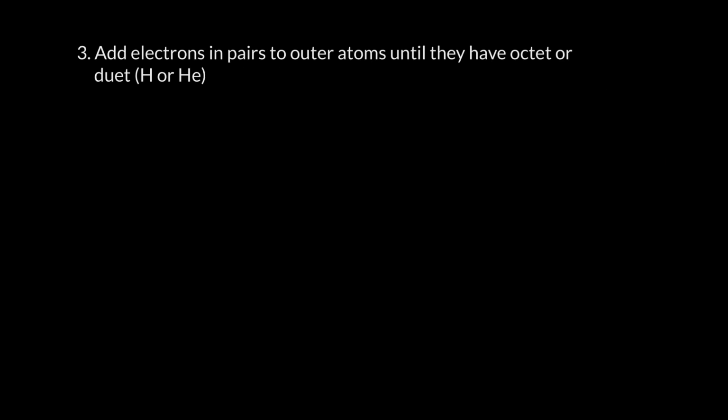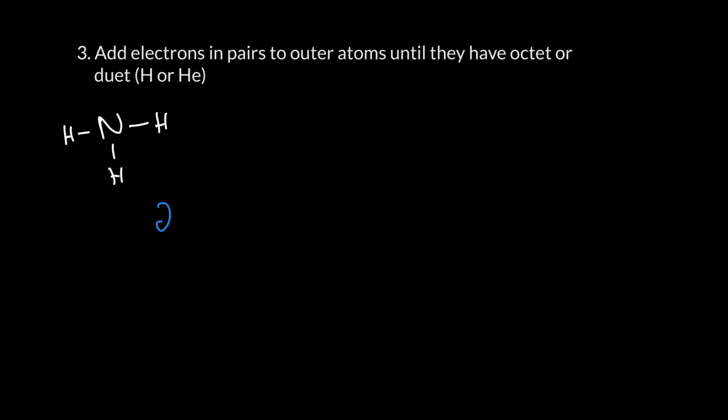So, okay, what's next? Our third rule is we're going to add electrons in pairs, so they always go in pairs, to outer atoms until they've got an octet, or in the case of essentially just hydrogen, a duet. So we can go to our first one we had on the last screen, NH3, and let's see, we had N surrounded by 3 H's, and I believe we had 2 leftover electrons.